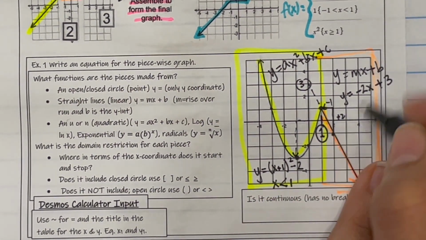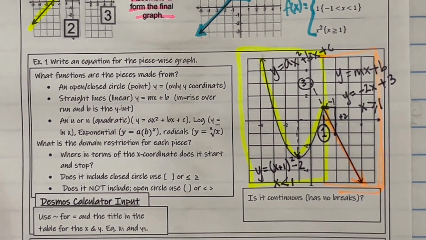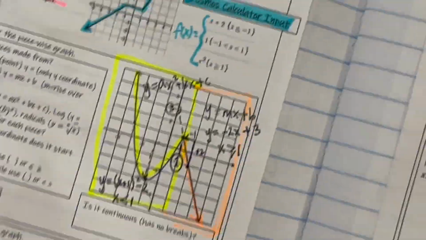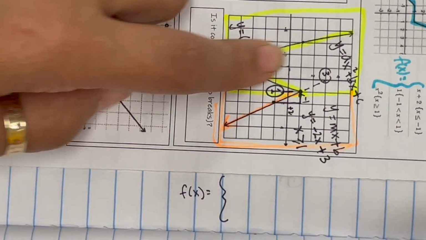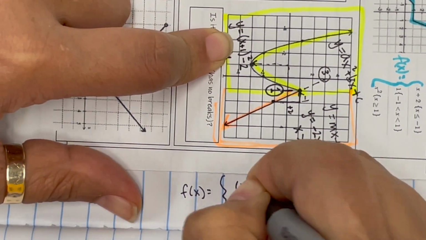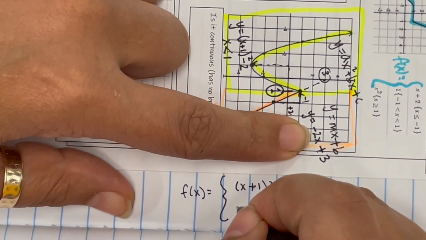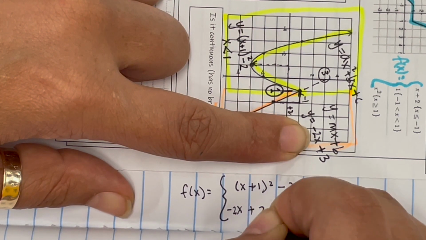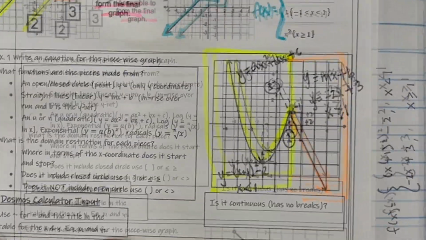And here, x must be greater than or equal to 1 because there is a defined dot right there. And it doesn't matter if you say x is less than or equal to 1 and then x is strictly greater than 1, whichever method works. So let's go ahead and write these two down. I've got the first one, which is (x plus 1) squared minus 2 with the restriction of x less than 1. And then the second one is -2x plus 3 with the restriction of x must be greater than or equal to 1.